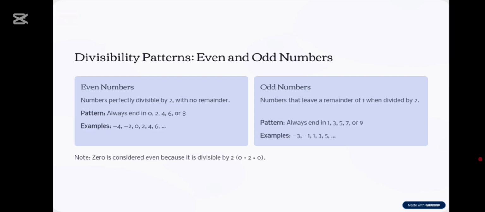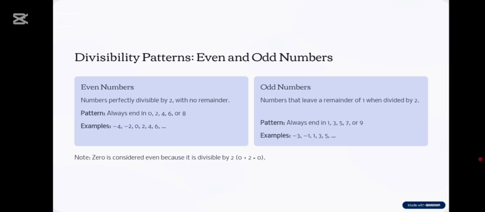So 0, 2, 4, 6, 8, 10, 12, 14, 16, and so on and so forth. Those are even numbers, okay? And take note of the 0 I've included. I've tried to highlight that 0 is considered even because it is divisible by 2. 0 divided by 2 is 0. So we need to take that into consideration also.